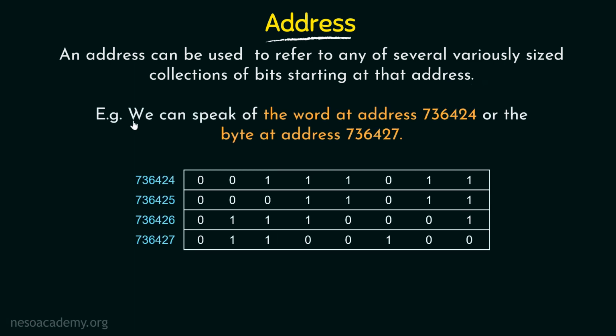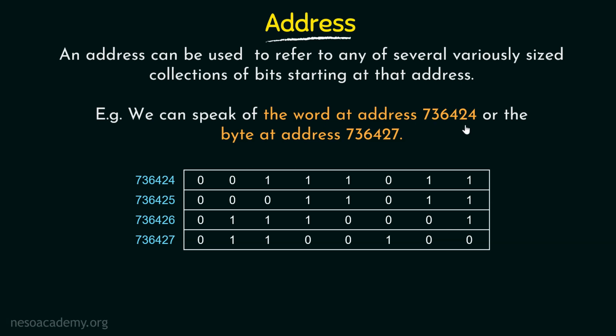So here, for example, we can speak of the word at address 736424 or the byte at address 736427. So here we have that same table given. We have our bytes here. We have the addresses given here. Now, I can speak of the word at address 736424. So where is 736424? Here it is. Now, if I say the word at address 736424, what do I mean? I mean the complete bits from here till here. The entire thing will be considered when I talk about the word at address 736424.